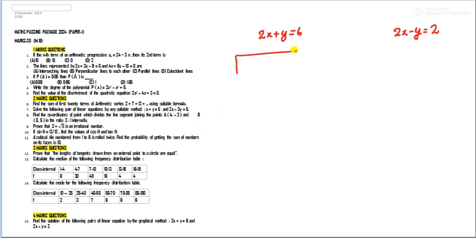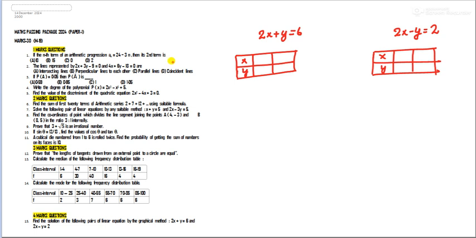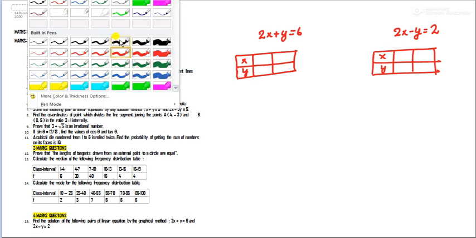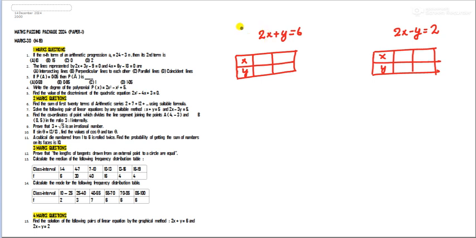Let me draw it here. For this I'll write a table just below each equation. This is x, this is y. Again for the second I'll draw one table, x and y. See, the simple concept is: for the first equation, I'll take x as 0 to get y, and once y as 0 to get x. Got it?